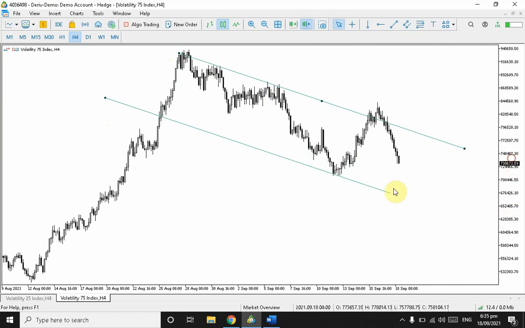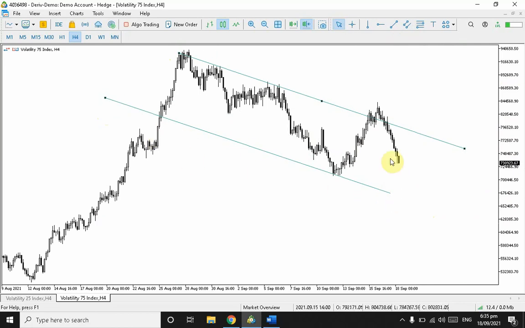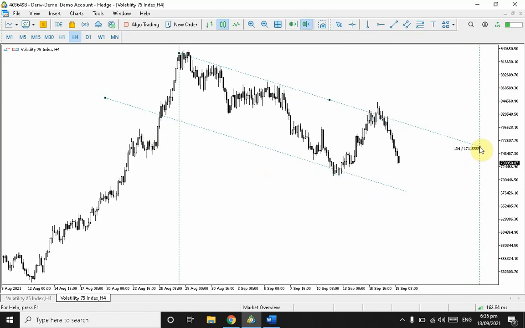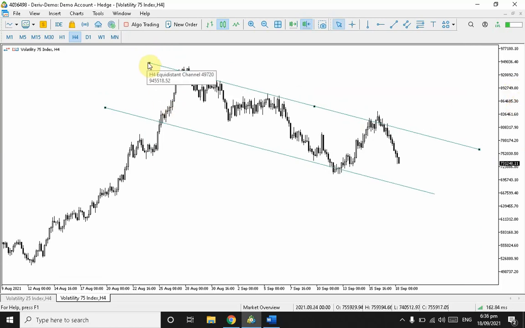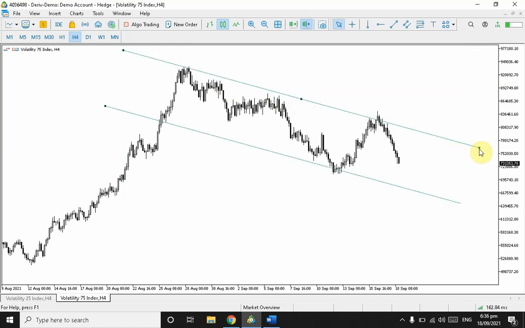You just have to mark out your structure, mark out the structure of this market properly. So what I need to do here, guys, is mark out the structure of this market properly. When you do that, you can start preparing and looking for better entries in this market.